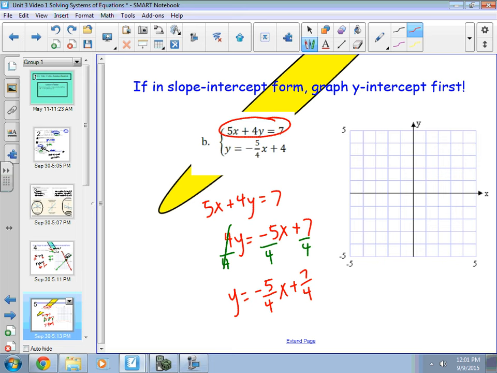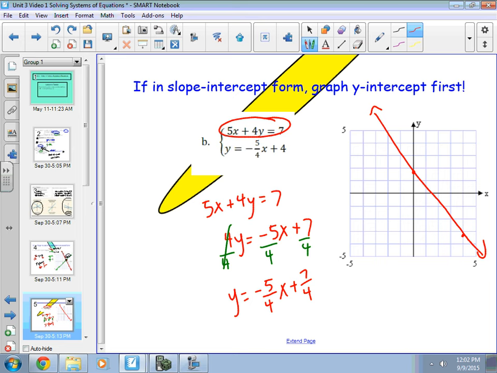Okay, so we'll graph that one out. 7/4, if you divide that out, is the same as 1.75. So we've got to do a little bit of estimation here. 1.75 might be right about there. And then we've got to go down 5: 1, 2, 3, 4, 5, and over 4. So another point's right about there. If we connect these, that's the top line.